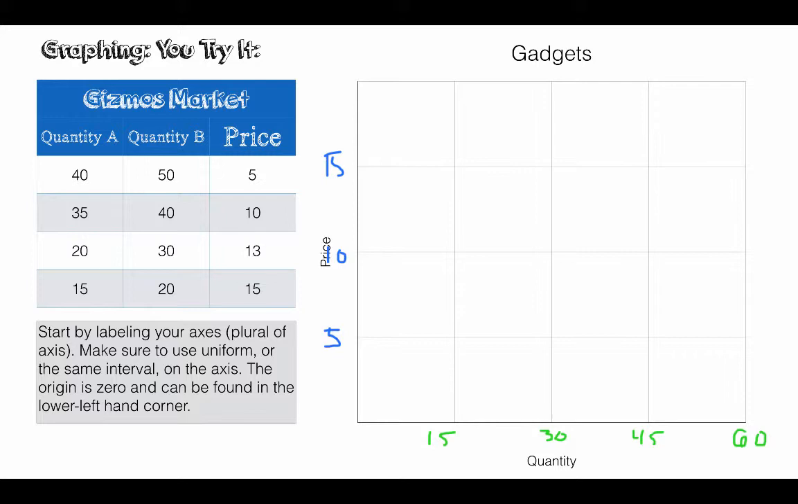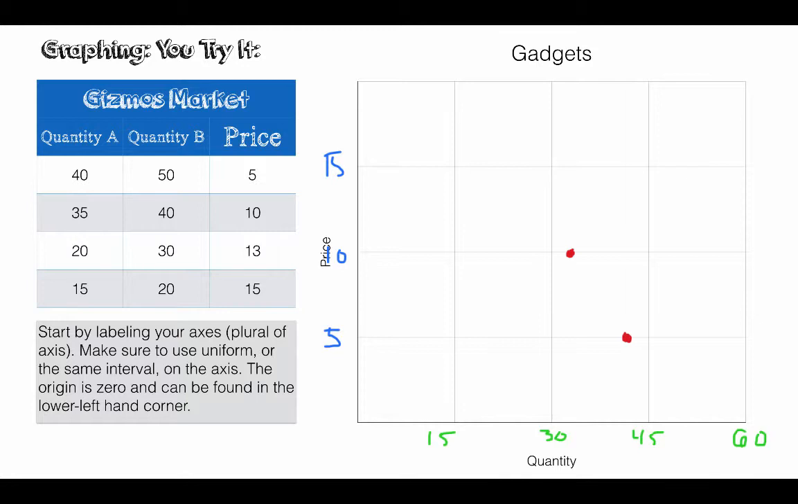So now I'm going to go through and plot my points. Now, the important thing here is I have to treat this as 2 lines. So for the first line, I have to plot 40 at a price of 5. My quantity on this first one is 40, which is going to be closer to the 45 than it is to the 30. I'm going to put that dot right there. Next up, I'm going to stay in quantity A and go to 35 and 10. So it looks like I'm going down this time, which is a little different than last time. Again, I'm going to be nice and close to that 30, but not on that 30.